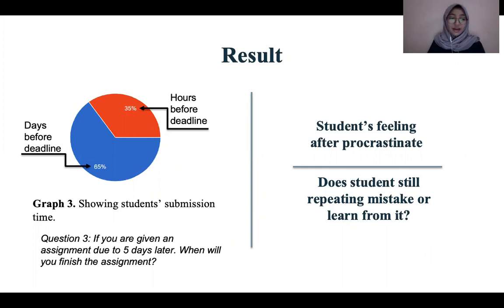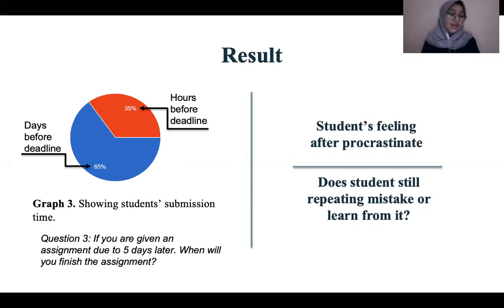We noticed that students that choose days before the deadline, meaning it could be 24 hours before the submission time. Meanwhile, hours before deadline could be 6 hours before the submission. So from this result, although they tend to procrastinate, they never actually complete their assignments until last minutes.